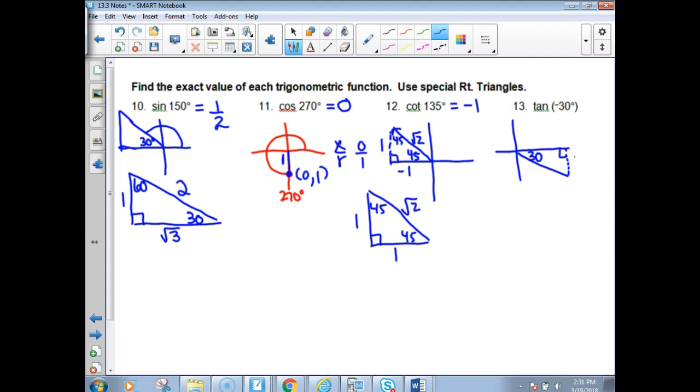Okay, so I'll make this opposite short leg 1. The long leg would be the square root of 3. Hypotenuse would have been 2. So using special right triangles, the tangent is y, 1, over x, square root of 3. Hey, wait, is any of these positive, negative? Any values in quadrant 4 negative?